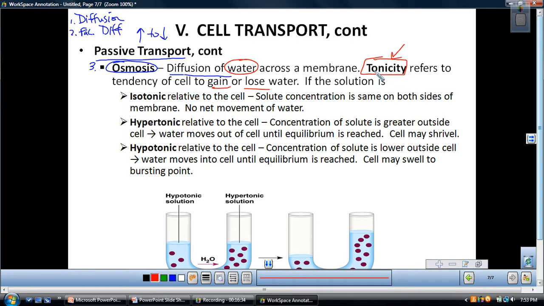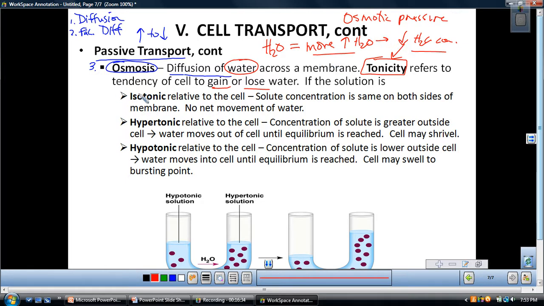Okay, so tonicity refers to the tendency of a cell to either lose water or gain water based on this philosophy that water moves from a high water concentration to a low water concentration. That's the way that water has a natural tendency to move. In fact, it creates something known as osmotic pressure because it wants to go from a high to a low concentration.